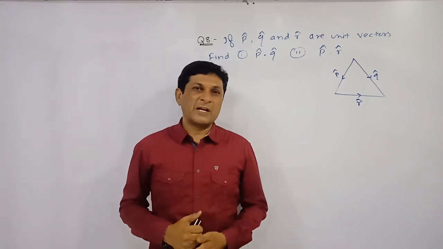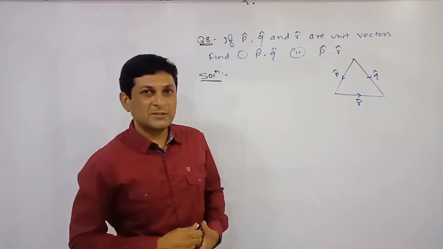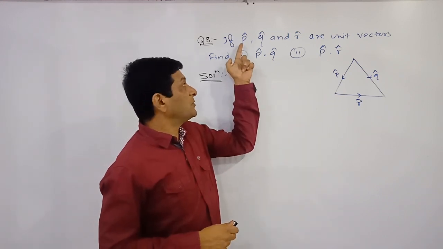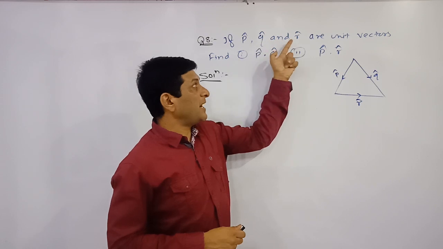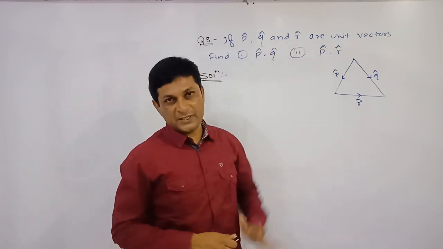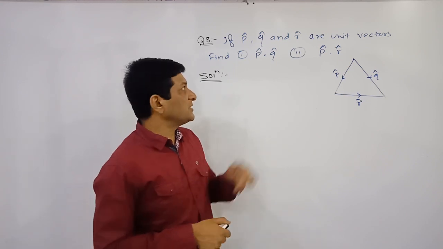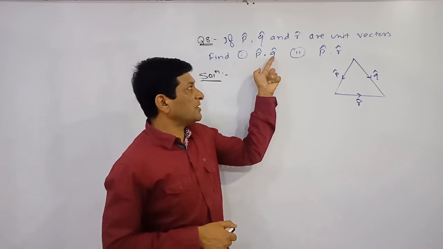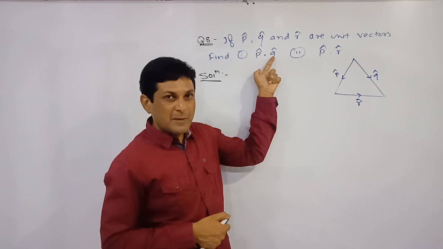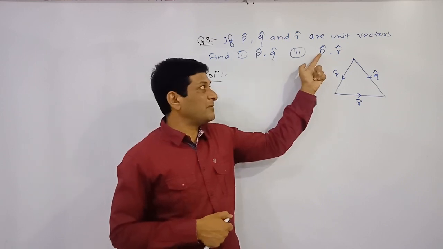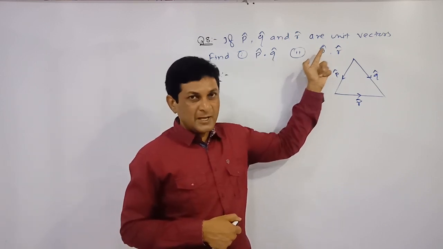Now let us try to solve example number 8. In this example, it is given that P cap, Q cap and R cap are unit vectors, which means their magnitude is equal to 1. Using this condition, find the dot product of P cap and Q cap, and the second required value is the dot product of P cap and R cap.